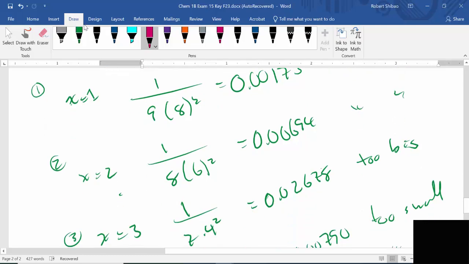So I'll go bigger. X equals 2. So that gives us this. That gives us 0.0069. So we're about 0.007. We're getting closer, but still too small.